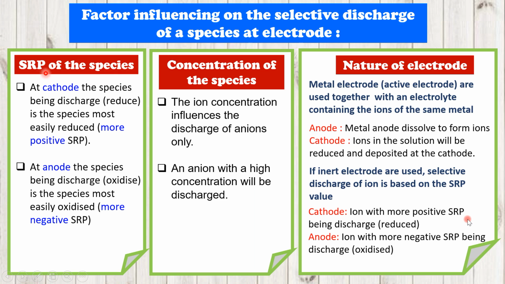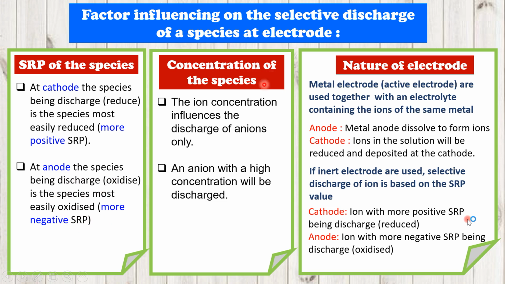Factors influencing the selective discharge of a species at electrode. The first factor is SRP of the species. At cathode, the species being discharged or reduced is the species most easily reduced, or with more positive SRP. Whereas at anode, the species being discharged or oxidized is the species most easily oxidized, or with more negative SRP.